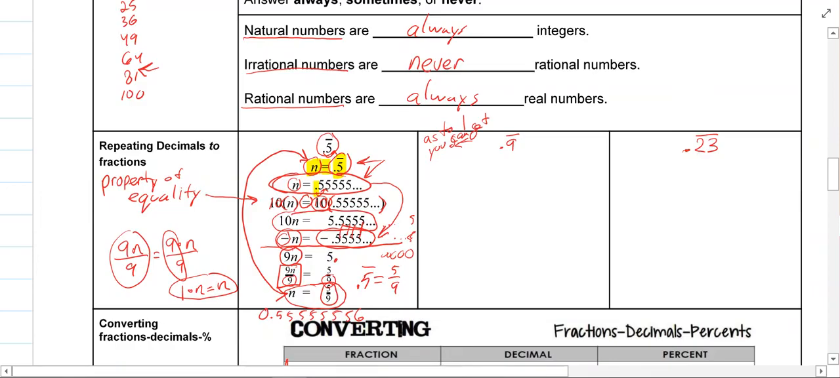Let me make this better here. I'll erase this. Try it again. Do you think 0.9 repeating is the closest number you can get to 1, or do you think it is the number 1? You have to make a decision right now. Is it the closest to 1 you can ever get, or is it the number one?